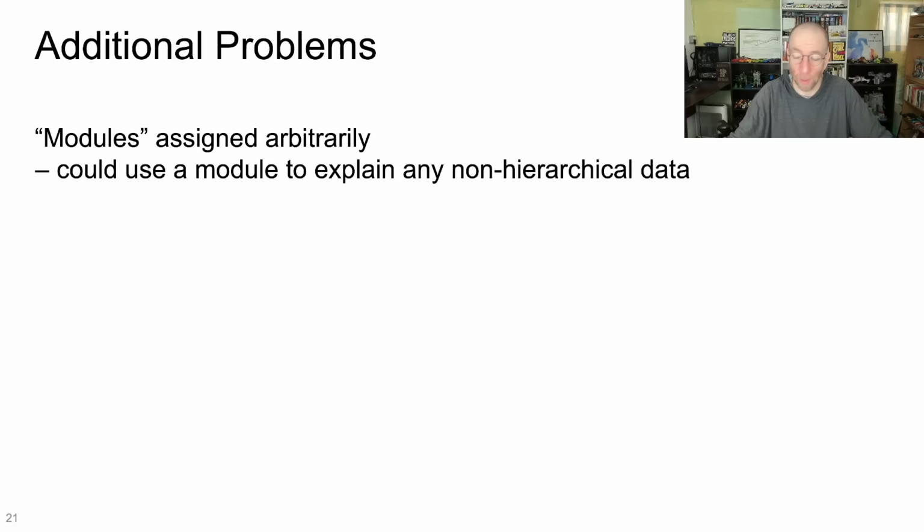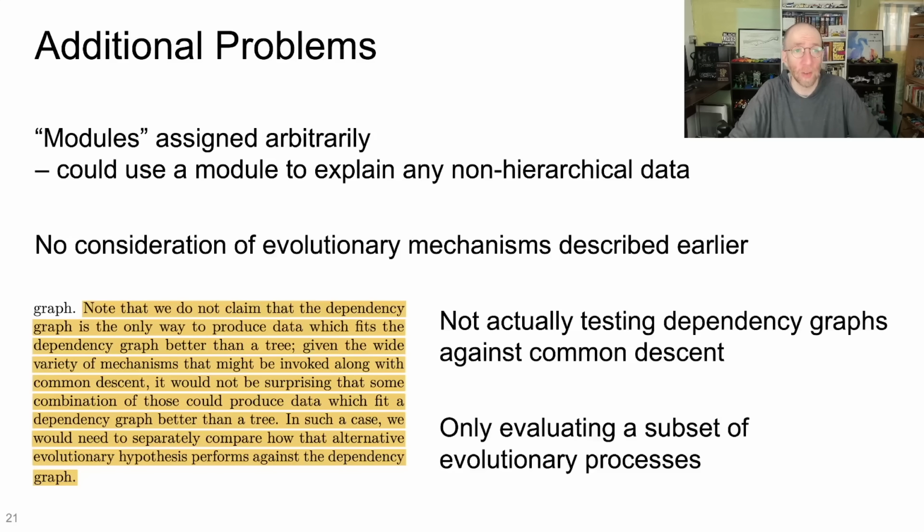That needs to be evaluated, but I don't think he grapples with that fully. I think there is not full accounting of the level of arbitrariness involved in proposing the modules to explain non-hierarchical data. The second problem here is that there is no consideration of the evolutionary mechanisms I described earlier that can lead to a non-hierarchical pattern.